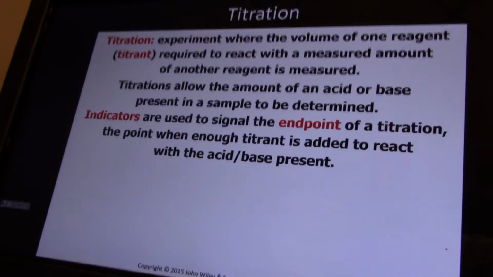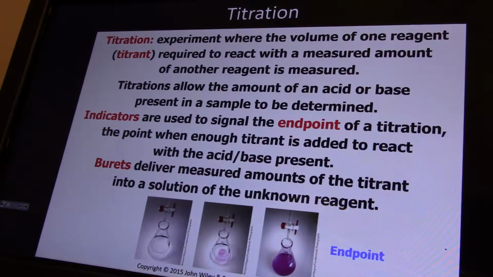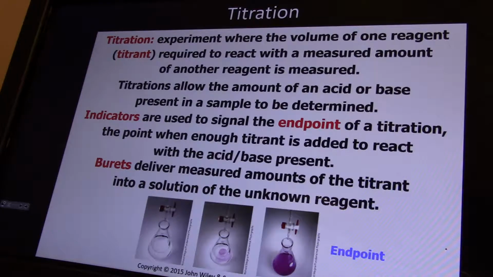So titration. This is a chemical method to figure out how much of an unknown solution you have. Let's say I give you an unknown acid. I don't know what strength it is. It's hydrochloric acid, but I have no idea what its molarity is. But I give you sodium hydroxide of a known concentration. Then you know it's a 1-to-1 reaction. 1 NaOH combines with 1 HCl.